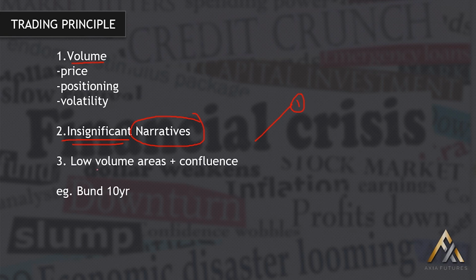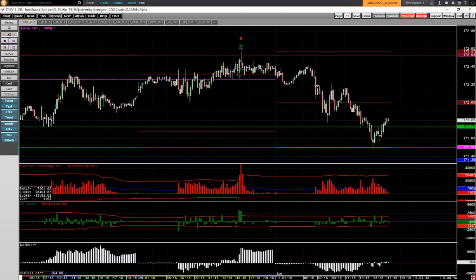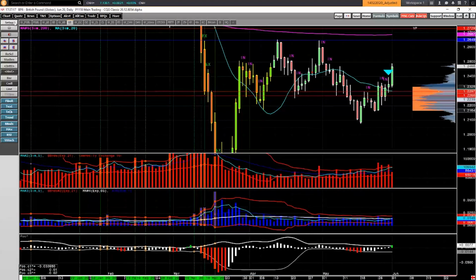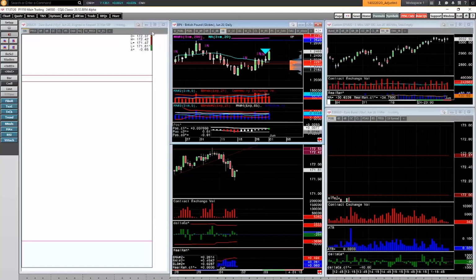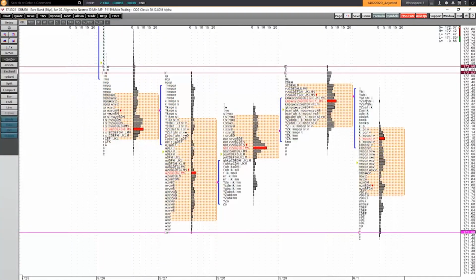Okay, now the last part is this continuation of last week's discussion of the low volume areas and what we call imbalances in footprints. And to show you this, I'm actually going to bring up the volume profile. Okay, so what we're looking at is German Bunds. Now, I'm going to bring in a twofold approach here.